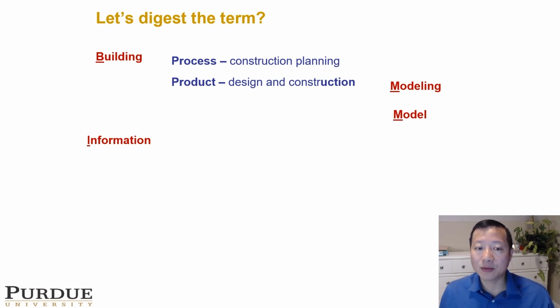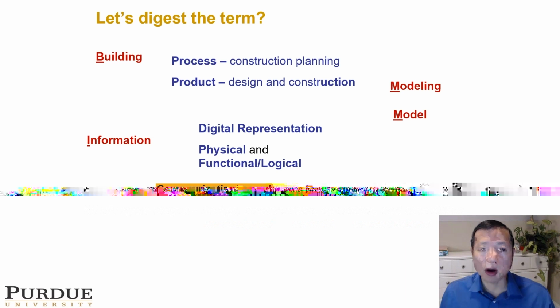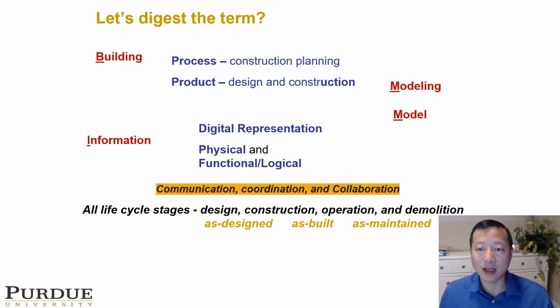And the end result is the model, right? So the model contains a lot of information, and such information, as a digital representation, shall cover both the physical and the functional, logical capabilities or functionality of your end result. So all these together, as a digital representation, enable communication, coordination, and collaboration through all life cycle stages.